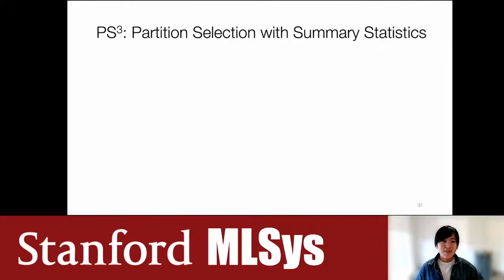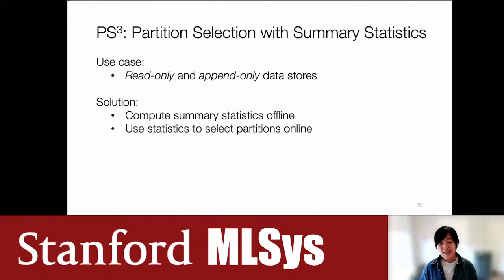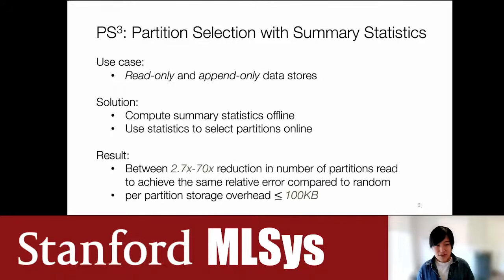And our solution, PS3, stands for partition selection with summary statistics, which focuses on read-only and append-only data stores. The key idea is that we can pre-compute a bunch of lightweight summary statistics offline as features for each partition, and use these pre-computed features to help us make better decisions on how to select partitions online. The results of the prototype show that we can reduce the amount of data read by 3 to 70x to achieve the same error compared to randomly selecting partitions, and that the per-partition storage overhead is relatively small, less than 100 kilobytes.